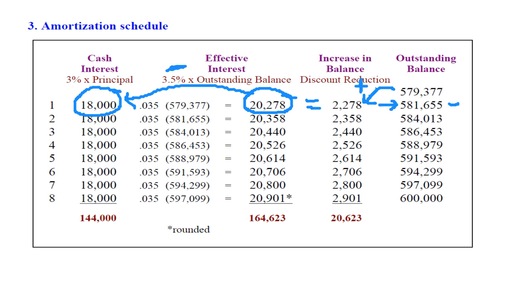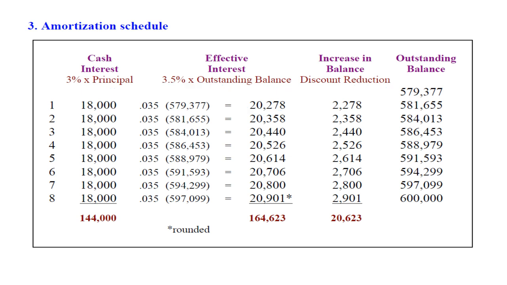And for the second period, we will take the outstanding balance here times the market rate. Again, we will have the effective interest minus the cash interest. We will get the reduction of the discount.